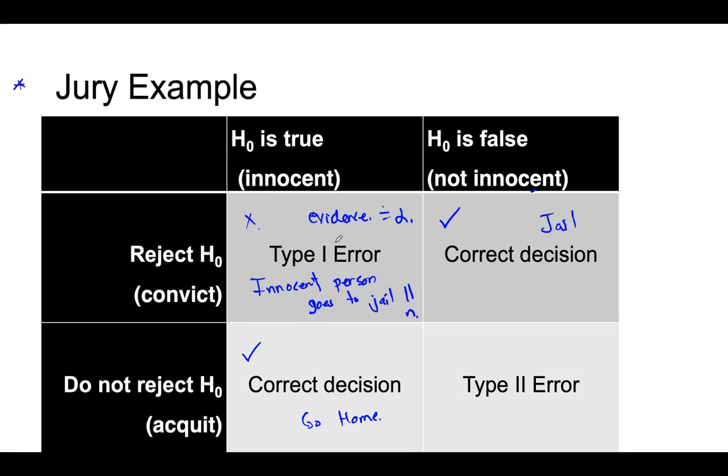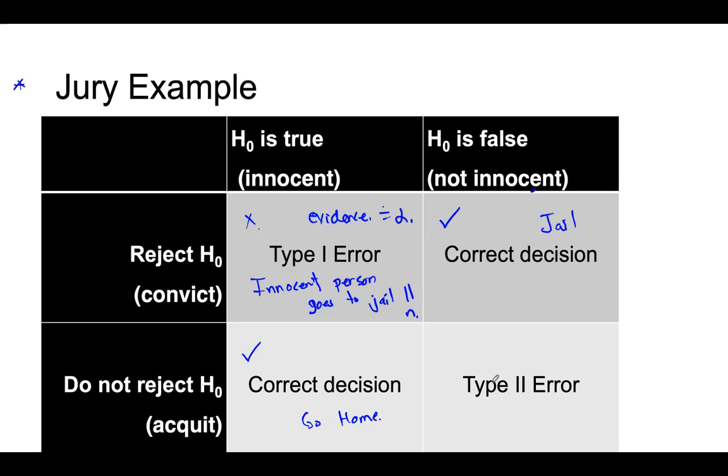This has happened in the court system. You do see it where, unfortunately, innocent people are convicted. They do go to jail because maybe they were convicted on circumstantial evidence, and the circumstantial evidence shouldn't have been enough to convict the person, but it did convict the person.